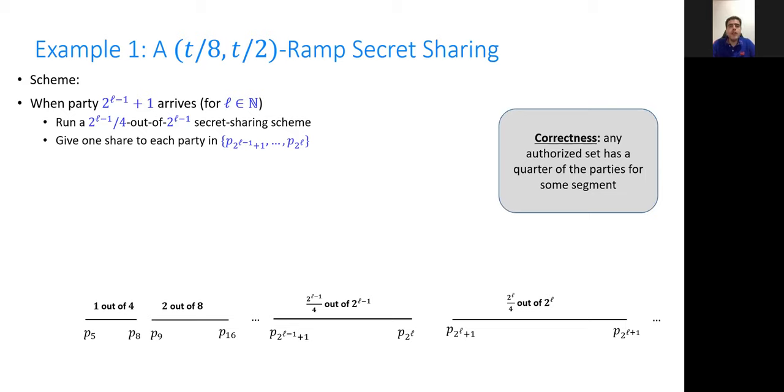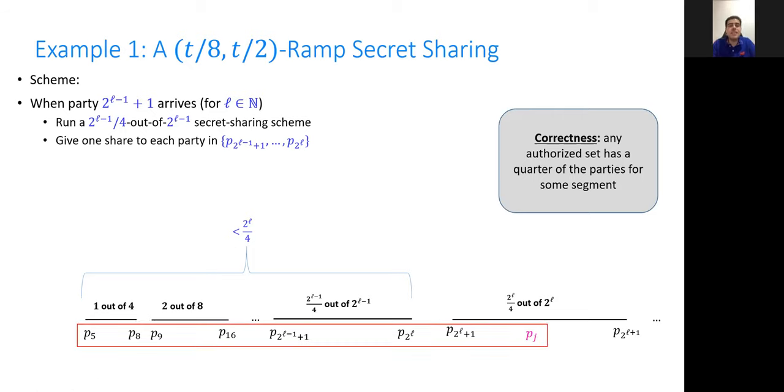In order to prove correctness, given an authorized set, we want to show that it contains a quarter of the parties of some segment. So consider an authorized set that ends in party PJ. If there is some segment before the segment L plus 1 such that the set contains a quarter of the parties of that segment, then we are done. Otherwise, we conclude that the number of parties in that set up to the L-th segment is smaller than 2 to the L over 4. And since this is an authorized set, it contains at least G over 2 parties.